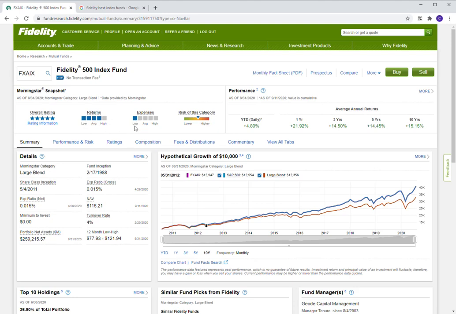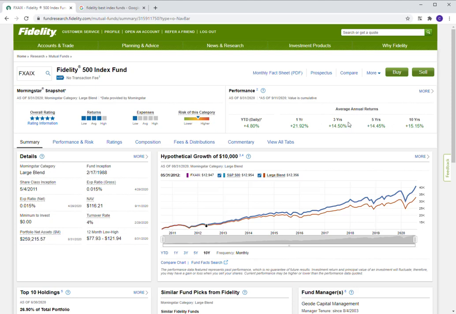The expenses are low. Again, expenses are something that we're going to want to keep in mind when we're talking about funds. And then the risk of this category. Generally, if something is very stock heavy, it's going to be higher risk. And something that's maybe a little bit more bond heavy, you'll see it closer to the lower risk. So we're about medium high risk with this category because there are lots and lots of stocks in this fund.